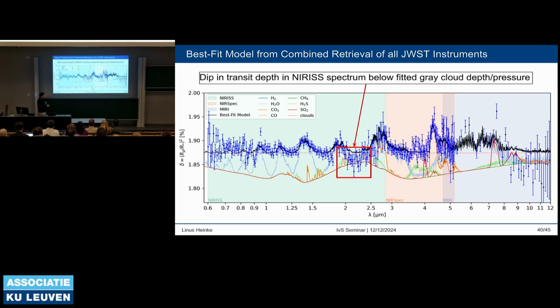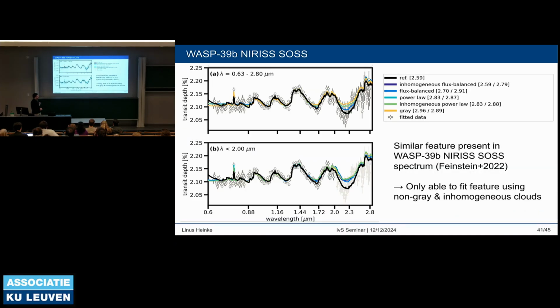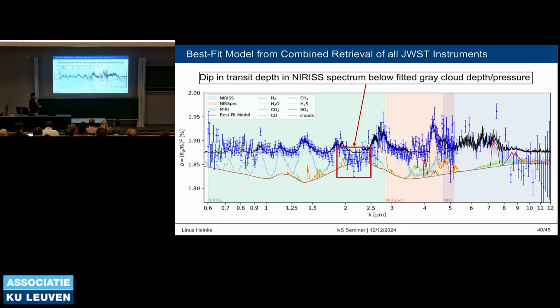Then we have this dip feature, and I tried a lot of different parameterizations of clouds to fit that better, but so far I haven't succeeded, unfortunately. When I looked in the literature, a similar dip was found in the case of WASP-39b, and in their models they used non-gray and inhomogeneous clouds, and they got this dip to fit better. But no matter what I tried in the retrieval setups that I used, it didn't seem to converge to a solution where it fits this apparent dip better.